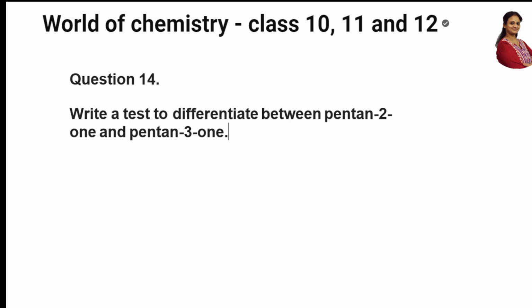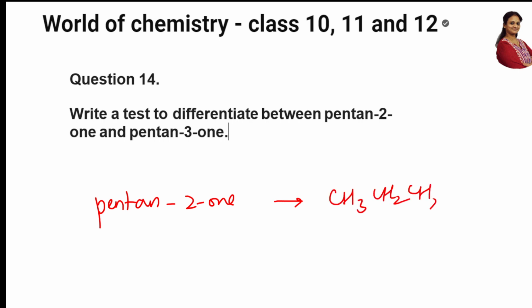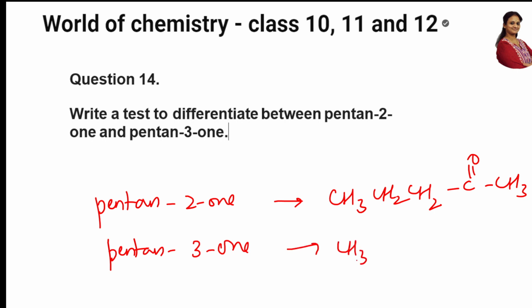How will you differentiate between pentan-2-one and pentan-3-one? First of all, write the structures, then it is easy. What is the structure of pentan-2-one? Simple: CH3, CH2, CH2, C double bond O, CH3. What is pentan-3-one? Pentan-3-one, same thing: CH3, CH2, C double bond O, CH2, CH3, the third carbon.